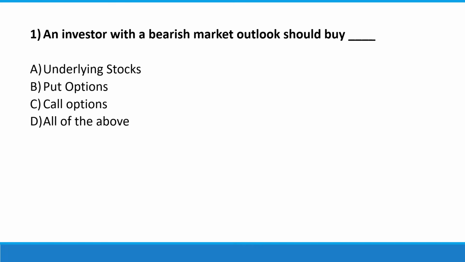First question. An investor with a bearish market outlook should buy: option A, underlying stocks; option B, put options; option C, call options; and option D, all of the above. Take your time to answer the question. The correct answer is option B, put options.